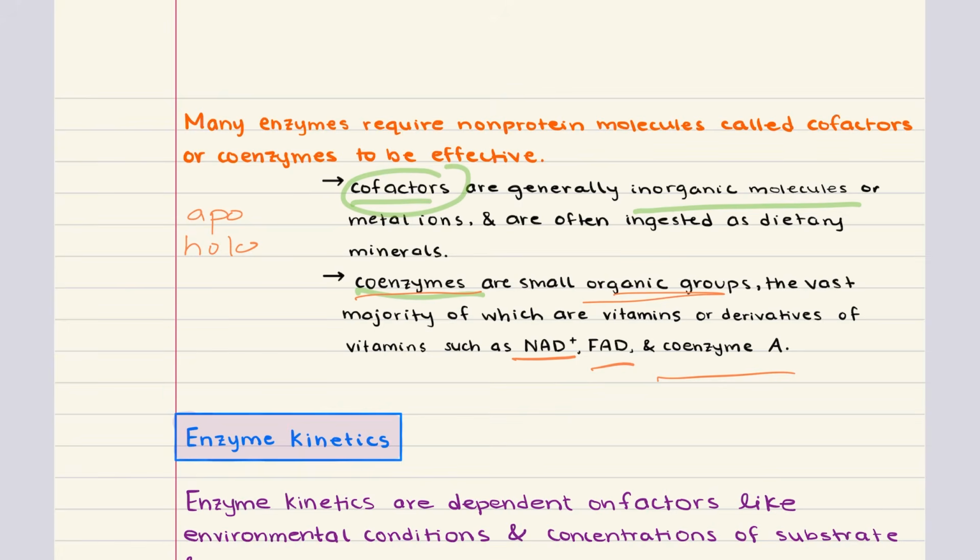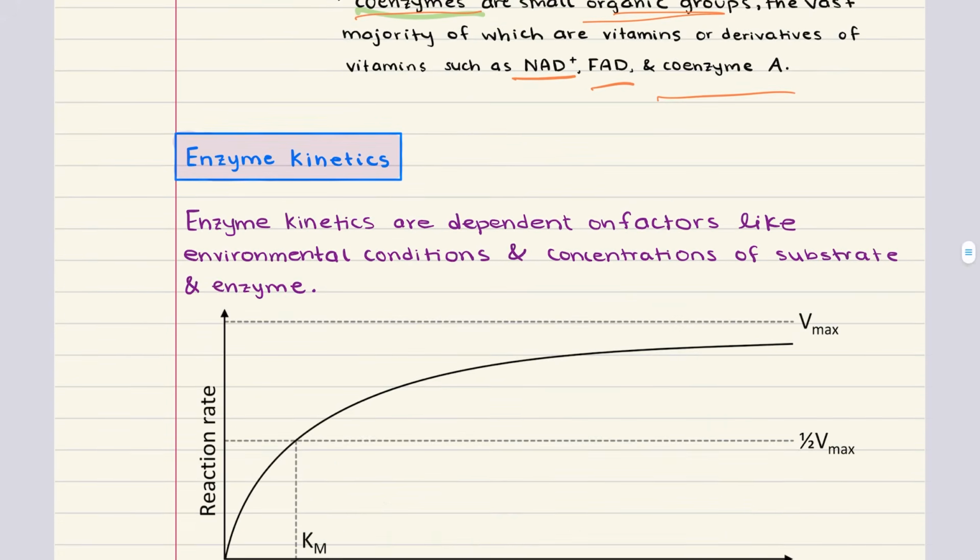So when you see an enzyme that's inactive on its own, but becomes functional in the presence of a vitamin or metal ion, chances are you're looking at an enzyme that requires a cofactor or a coenzyme. Now that we understand how enzymes function, how they interact with substrates, and what additional molecules they may need to be effective, we can now move into the next major objective on enzyme kinetics.